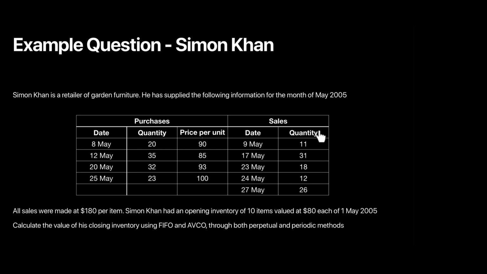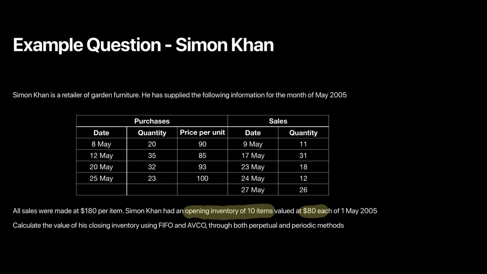These are the sales made at different dates, 9, 17, 23rd, 24th, 27th. And one more thing that they've stated, they've given you the selling price. There's also an opening inventory that I should highlight, 10 items worth 80, which was already available. Right now, what we'll do is we'll start with first in first out. Under first in first out, remember the unit purchased first will be sold first.